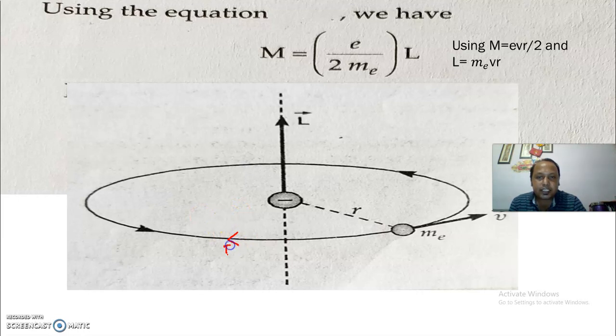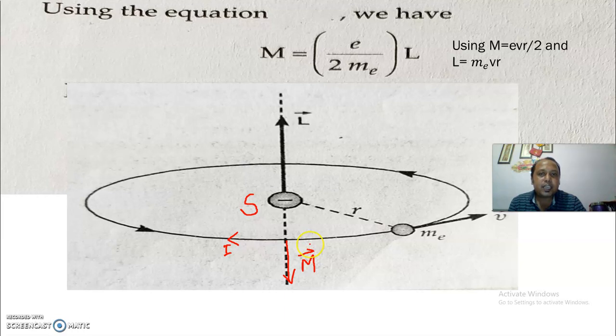So if the current is in this direction, clockwise, as we see it from the top, this behaves as the south pole, and the north pole is below it. So naturally the direction of dipole moment is always from the south to the north, that is in the downward direction. This will be the direction of dipole moment, which is given by capital M.